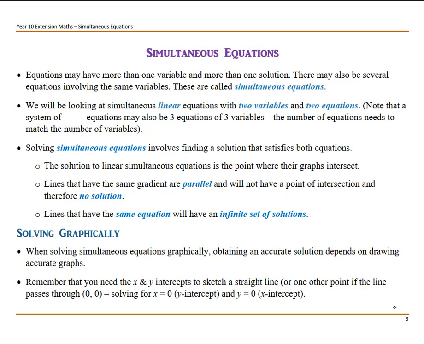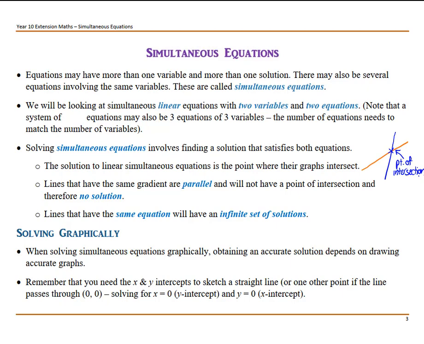The solution to linear simultaneous equations is going to be the point where the graphs intersect. So if you have two straight lines, unless they're parallel, those two lines are going to intersect at a point. That is what we're trying to find, the point of intersection. So when we're solving equations, we're trying to find that point of intersection.